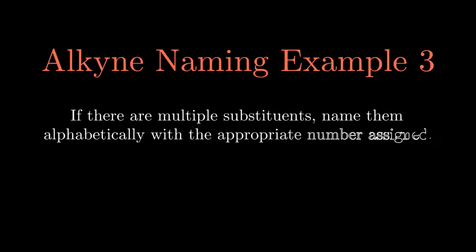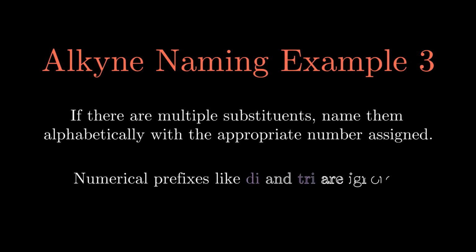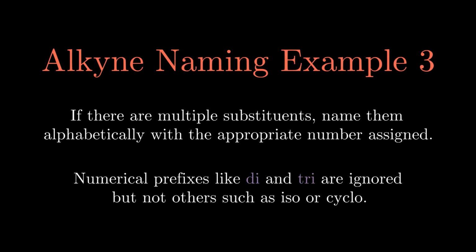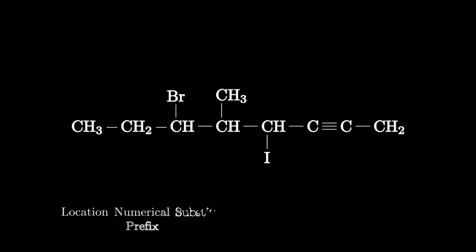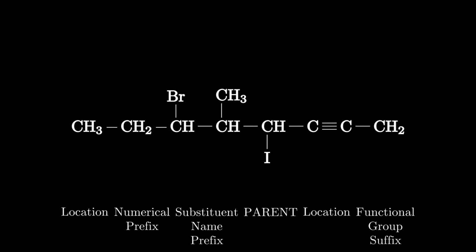If there are multiple substituents on the molecule, cite them alphabetically and ensure they get the lowest set of numbers you can after giving the functional group the lowest possible. As you just saw, the alkynes are named just like the alkenes, so you should have no trouble naming this molecule.